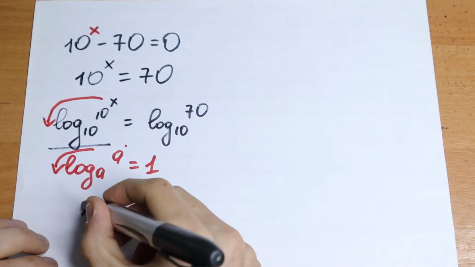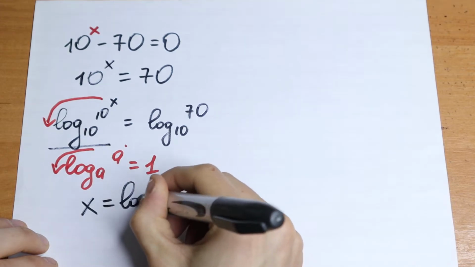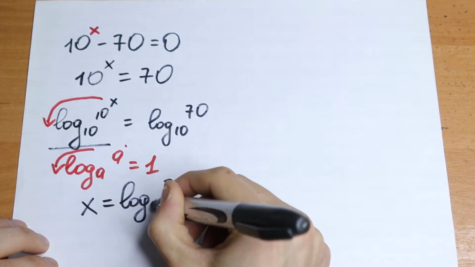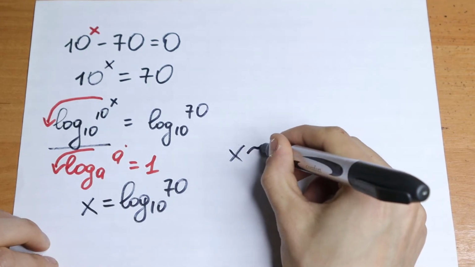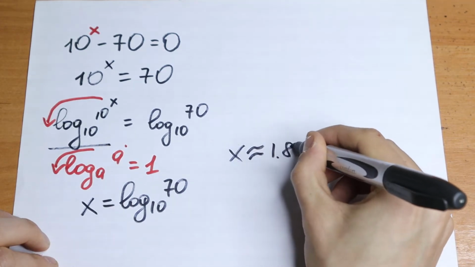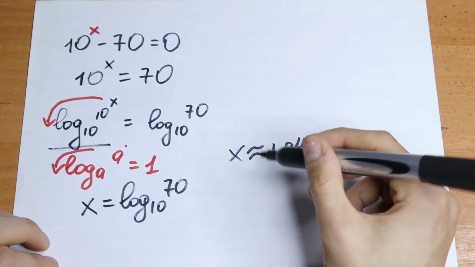So we will have x equal to log 70 base 10. For sure, approximately calculating this, x is approximately equal to 1.84. And this is the answer.